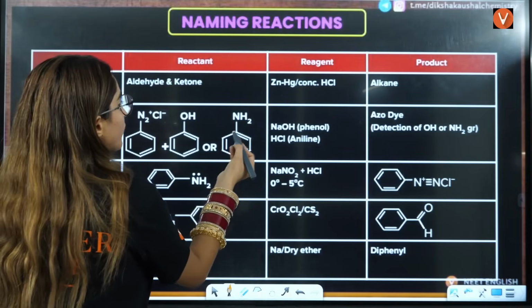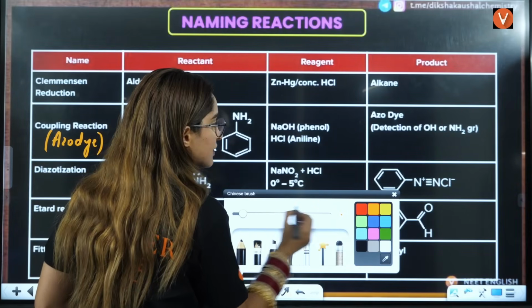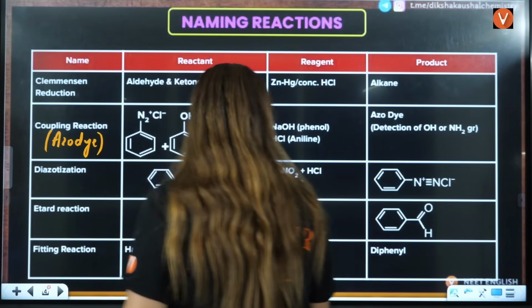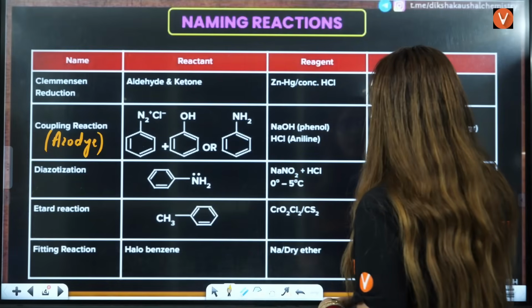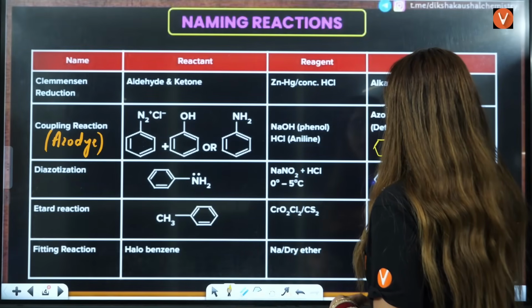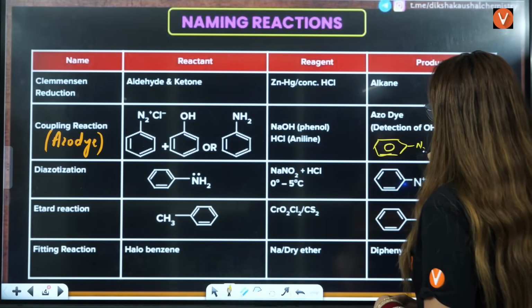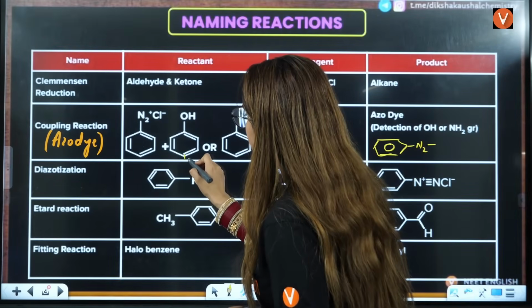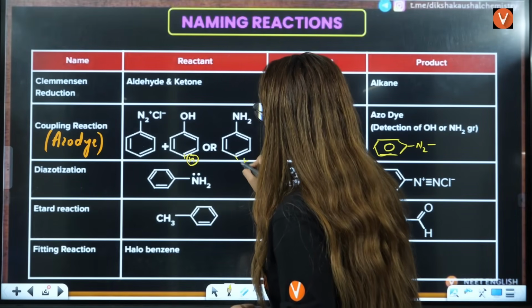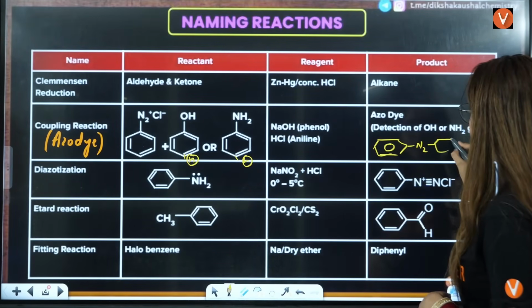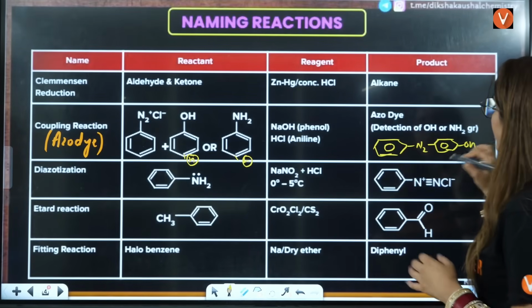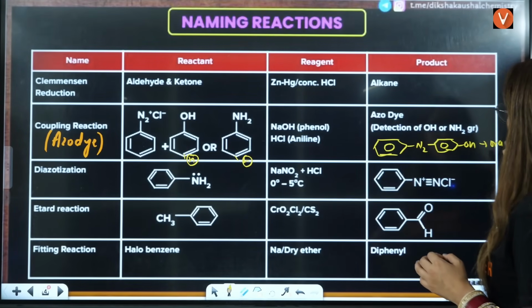With phenol, what you will have? With phenol, you will have this kind of dye, where this is N2, and from the para position here, hydrogen will be taken out, right? So with phenol, this is OH, and you will have an orange color of dye.